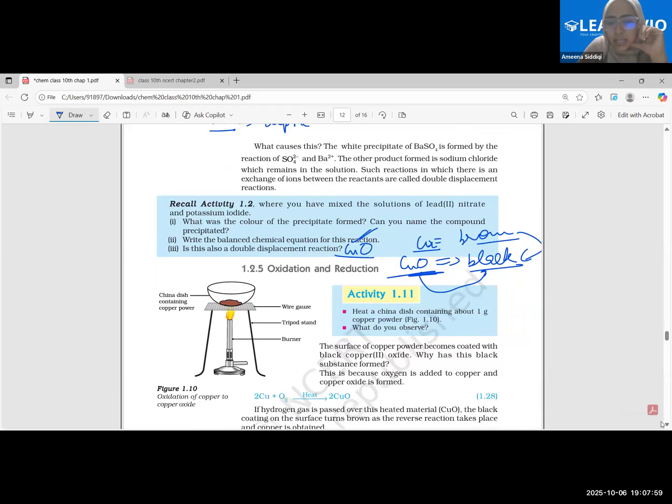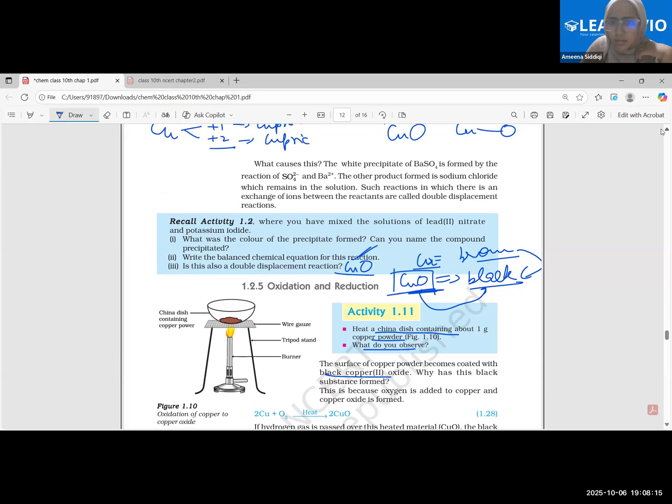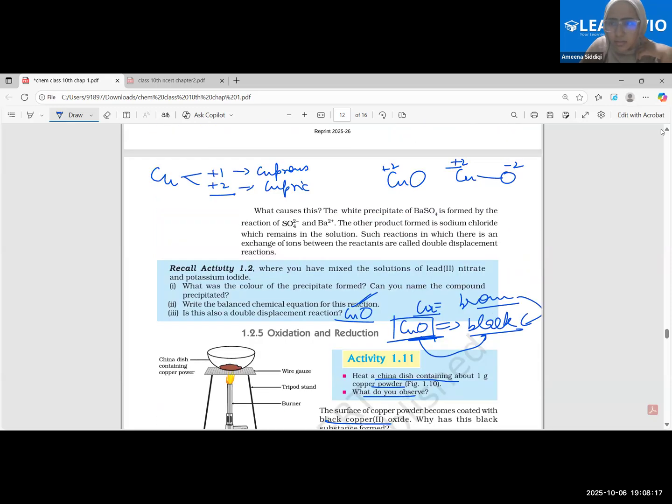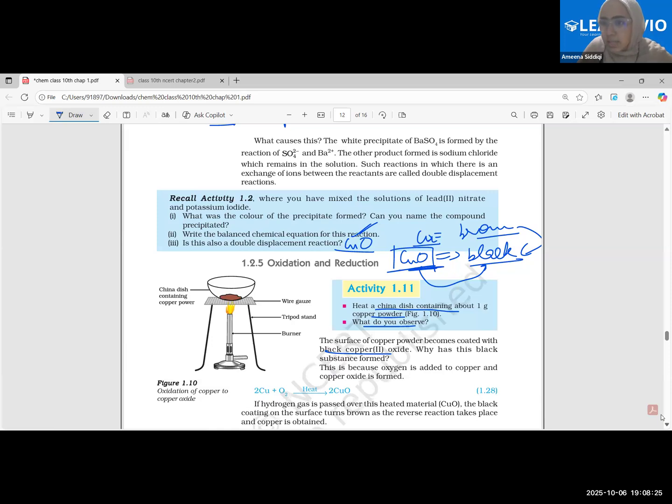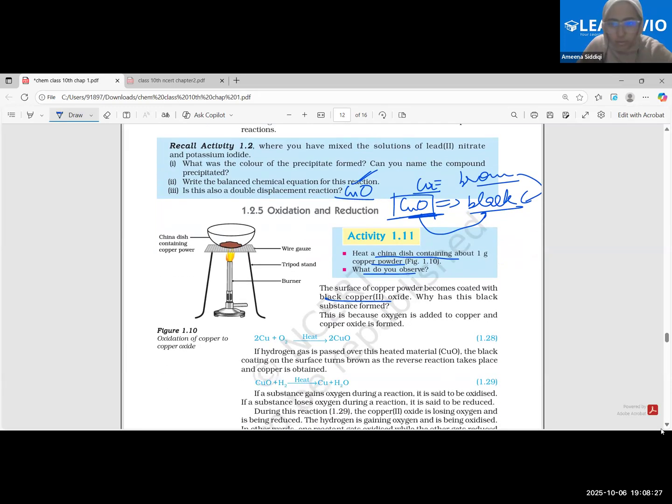Heat a china dish containing 1 gram copper powder. What do you observe? We get a black surface. Why do we get the black surface? Because of the compound cupric oxide. It has undergone oxidation, forming cupric oxide, which gives the black color. This is because oxygen is added to copper and copper oxide is formed. That's it. Simple.